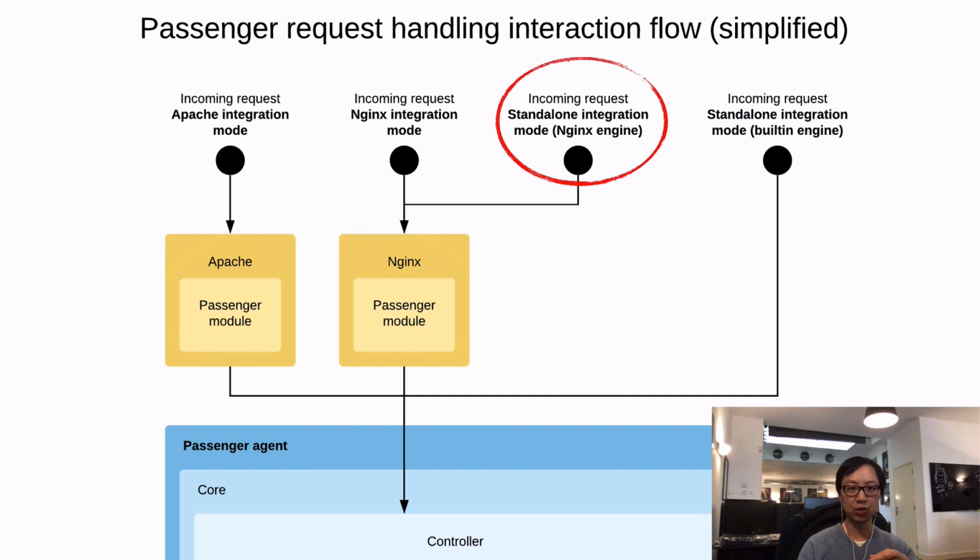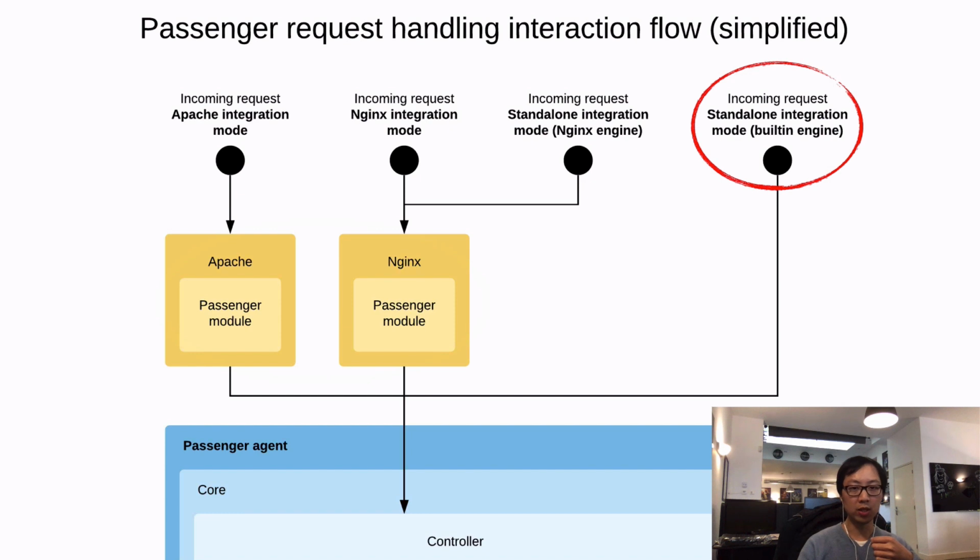Note that Passenger Standalone, when configured to use the Nginx engine, which is the default, is not a web server in itself. Under the hood, it is powered by Passenger and Nginx. And when Passenger Standalone is configured to use the built-in engine, then it just skips Nginx so that requests are directly received by the controller. So no matter what, all requests go through the controller.